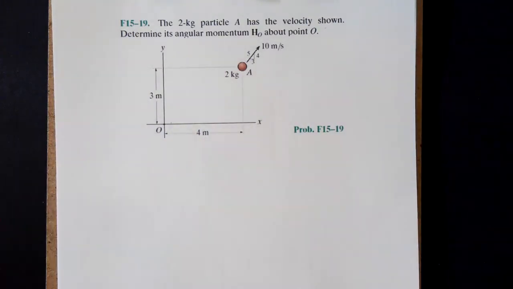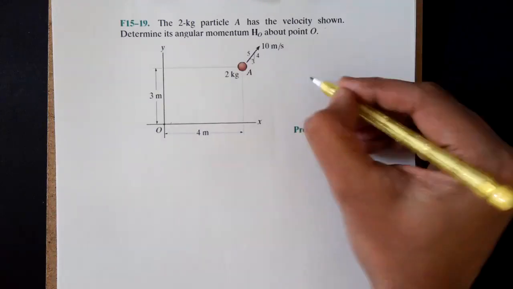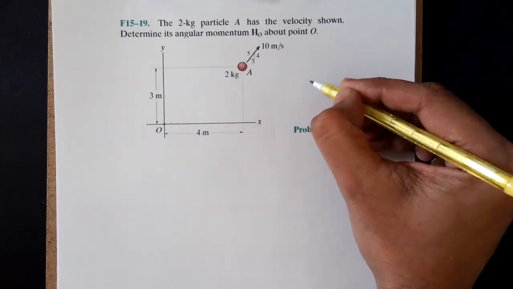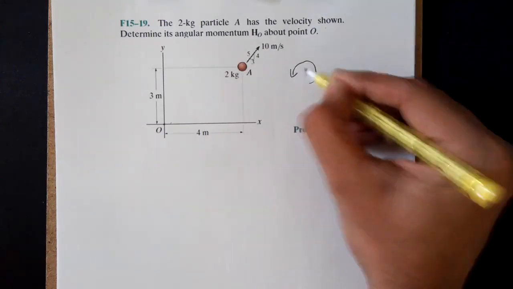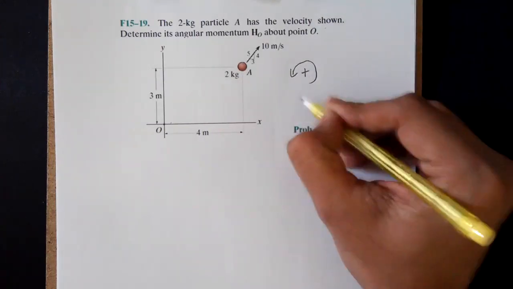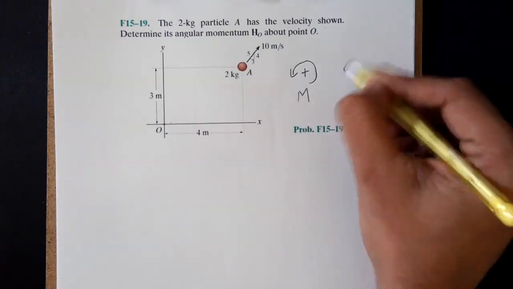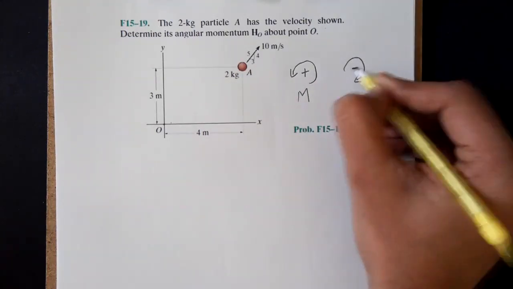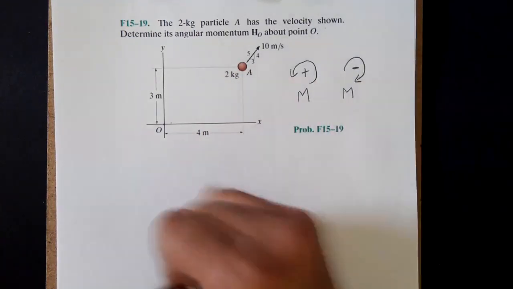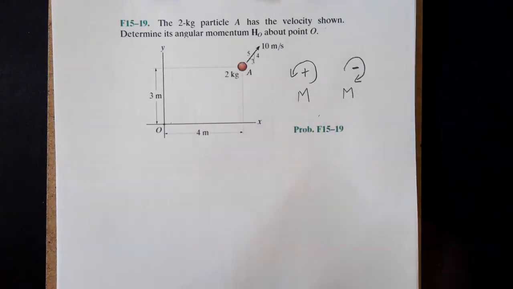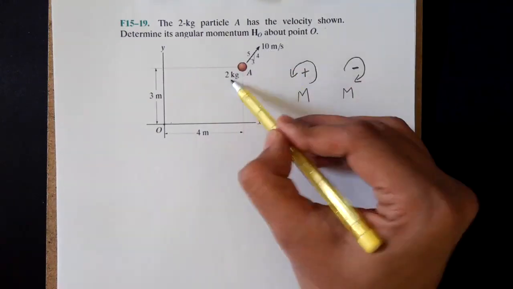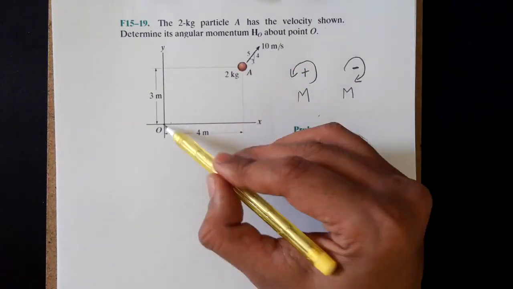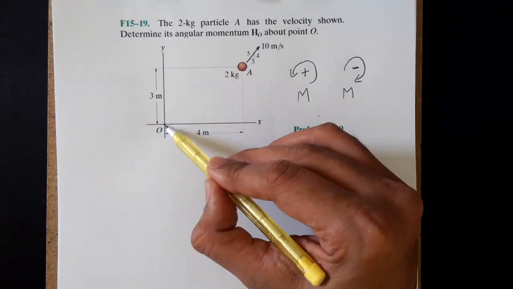Well, I forgot to mention this earlier in the first three problems, but since statics, we always considered anything going counterclockwise as positive for moments. So moment counterclockwise is positive and moment clockwise is negative. So just remember this and always stick to this assumption while you solve the problems. Now this ball has velocity 10 meter per second, its mass is 2 kilogram, and we need to calculate the moment with respect to point O.